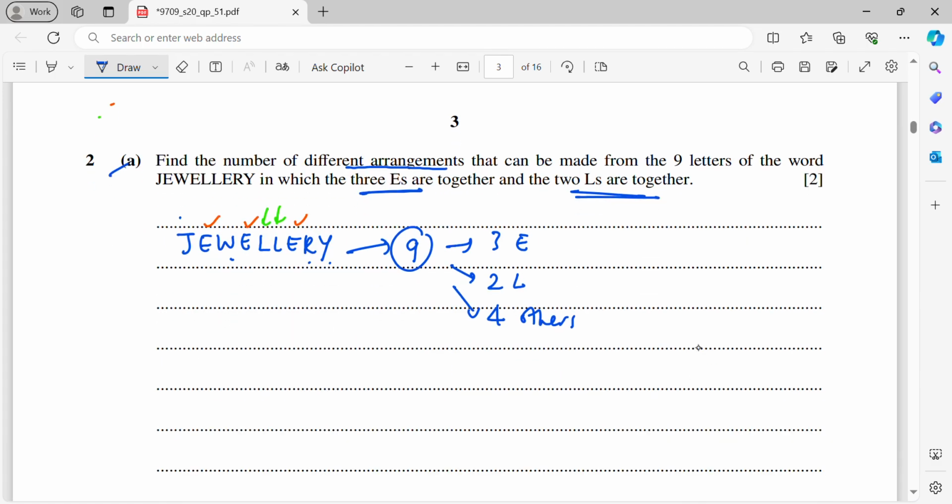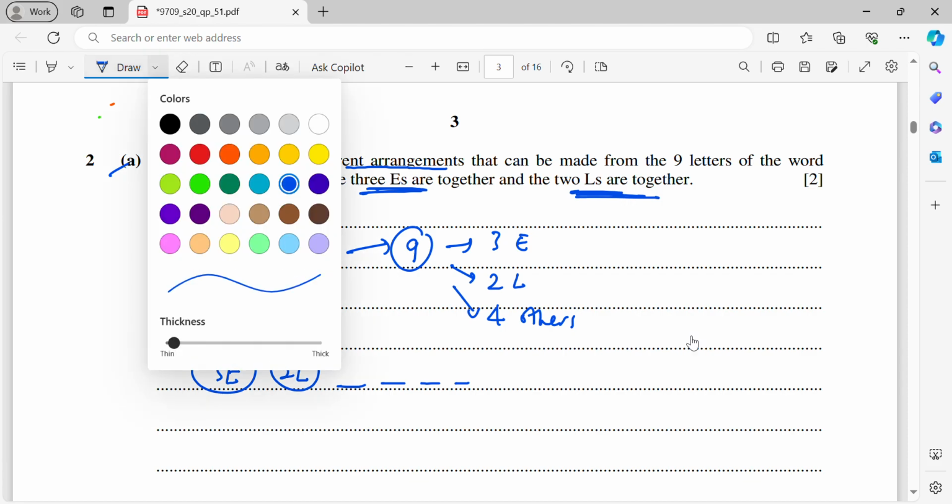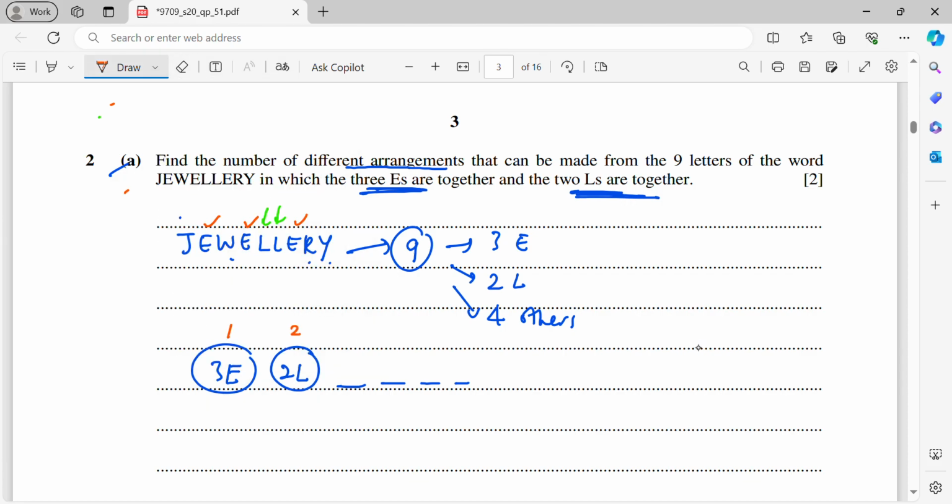Okay, now you need to arrange such that 3 E's are together and 2 L's are together. That means I will group 3 E's as 1, 2 L's as 1, and then I have 4 others. But the question does not mention it must start with 3 E's and 2 L's. That means I will have to arrange 1, 2, 3, 4, 5, 6. I have to arrange 6 of them.